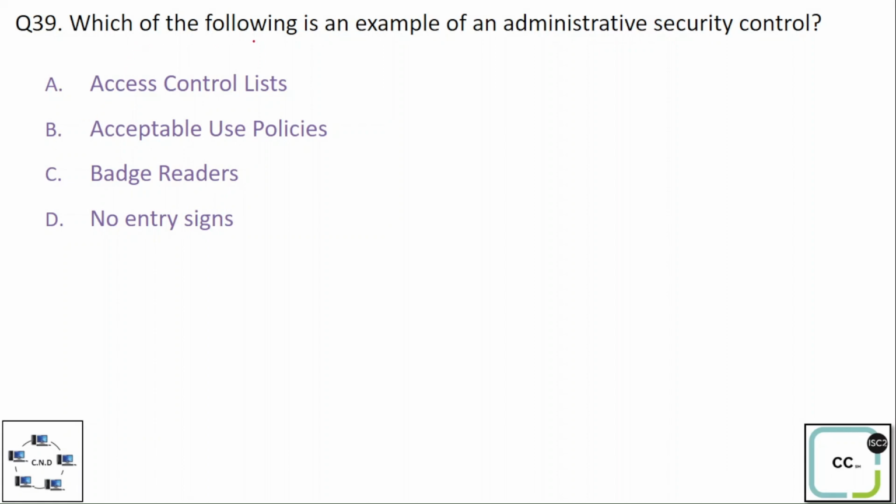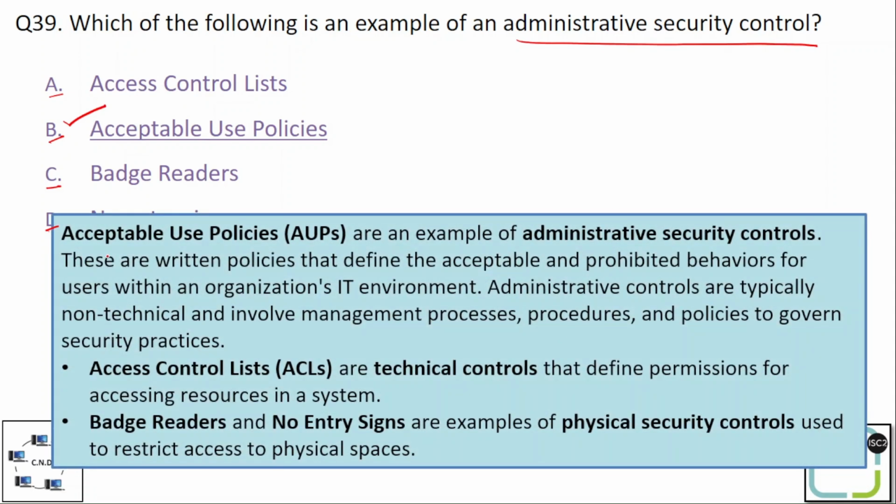Question number 39. Which of the following is an example of an administrative security control? Options are option A, access control list, option B, acceptable use policies, option C, badge readers, and option D, no entry signs. And the correct option is option B, acceptable use policies. So acceptable use policies are an example of administrative security controls.